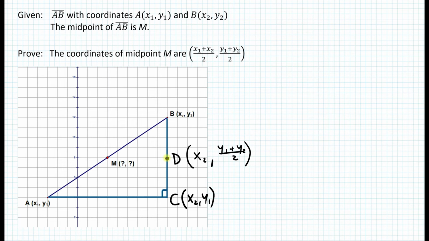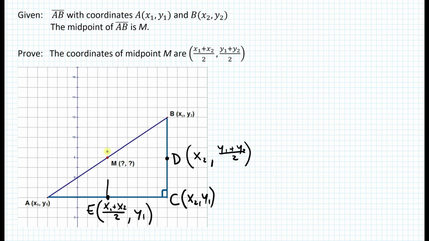Now let point E be the point exactly in the middle between A and C. So E is going to have an x-coordinate which is the average between x1 and x2. Let me write this in. And it's going to have the same y-coordinate of y1. So what do you notice now? We know that M is the midpoint of AB, that's the given, and we know that E is the midpoint of segment AC.